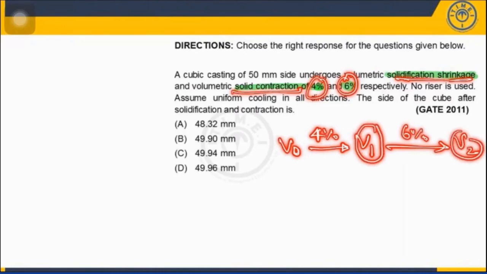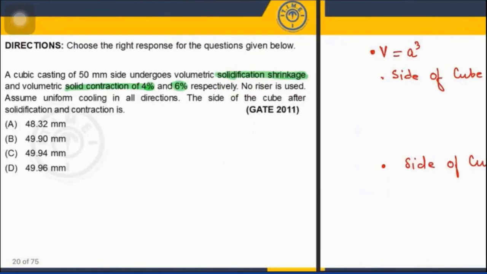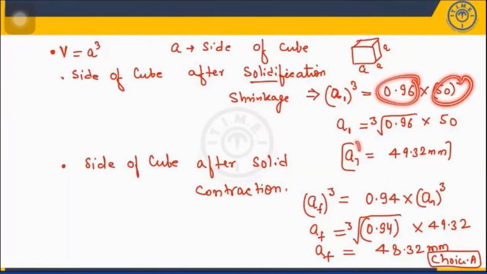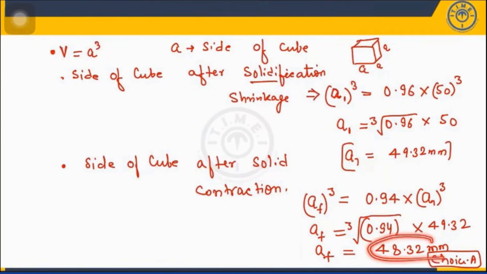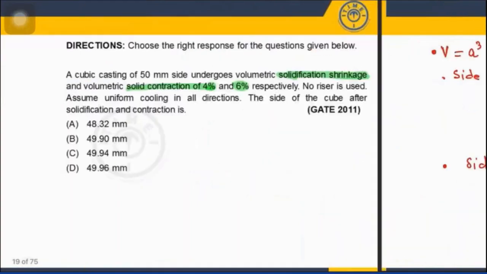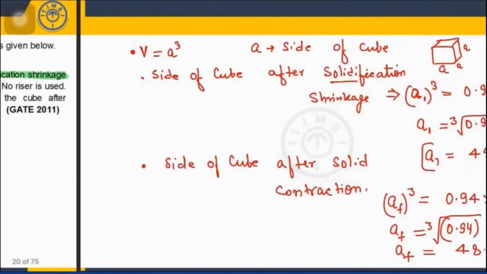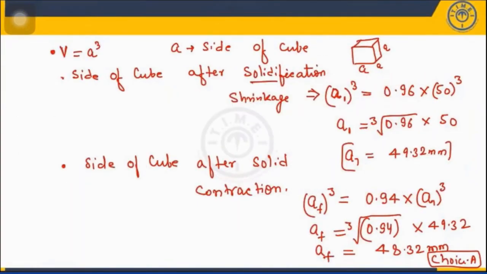First you have calculated the dimension corresponding to V1, which is the 4% shrinkage, meaning 0.96 times of original volume. Then you will get the A1 value, first shrinkage. Then you will take this A1 value as the standard, which is the original volume now. Now again it is contracting. How much contraction? 6%. So 0.94, if you solve, then you will get 48.32. Very simple question. If you read the question carefully, you can easily solve. 6% shrinkage is given, 0.96 and there will be 0.94.